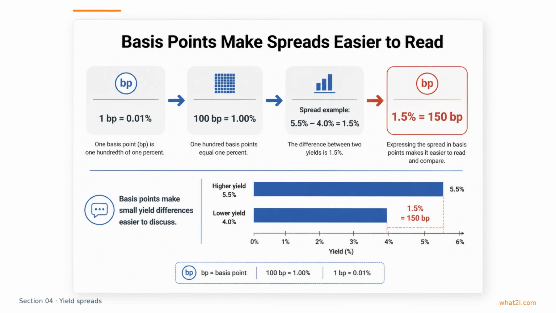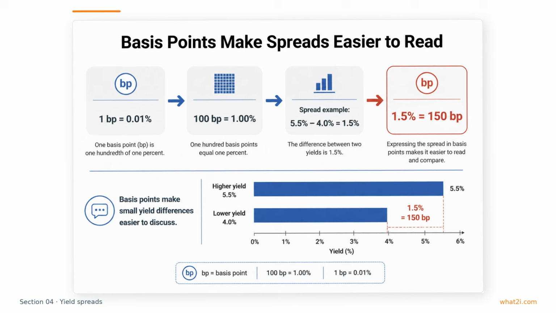Spreads are often quoted in basis points because bond investors deal with small yield changes all the time. 1 basis point is 1/100th of a percentage point, or 0.01%. That means 100 basis points equals 1%. So if one bond yields 5.5% and another yields 4.0%, the spread is 1.5 percentage points. In market language, that is 150 basis points. Using basis points makes small differences easier to compare, discuss, and track over time.